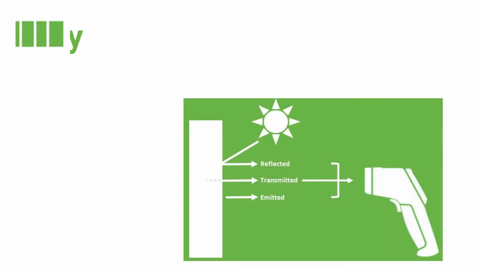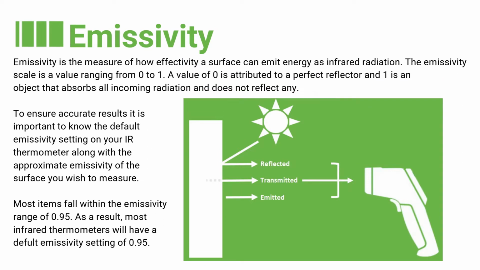The second is emissivity. Emissivity is the measure of how effectively a surface can emit energy as infrared radiation. The emissivity scale is a value ranging from 0 to 1. A value of 0 is attributed to the perfect reflector, and 1 is an object that absorbs all incoming radiation and does not reflect any.